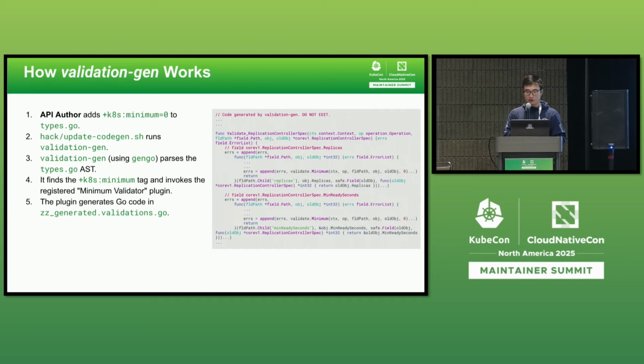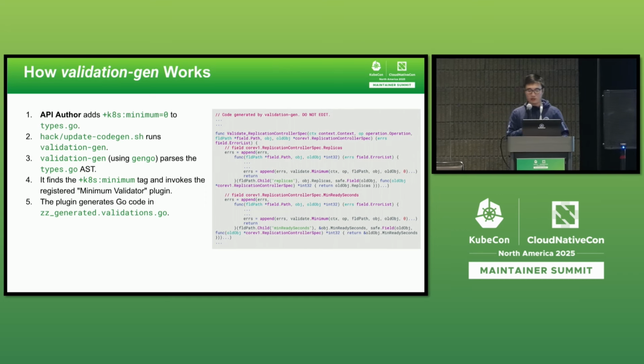Then you will generate Go code. The logic is on the right, using Go tooling to generate the code automatically. It has the validate function in itself. It will return an error list for the validation errors.